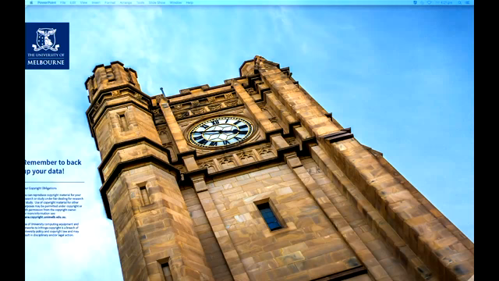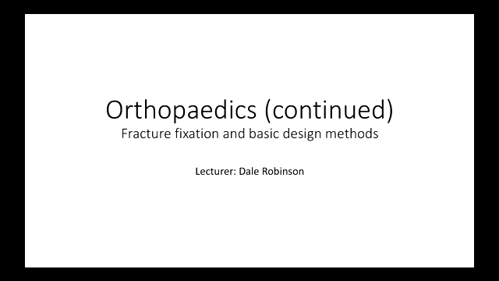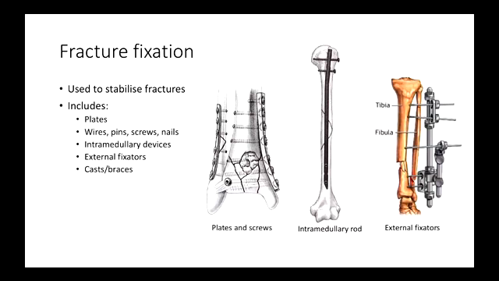Right, so this lecture's mainly focused on fracture fixation. The other ones were joint replacements, but fracture fixation is used to stabilise fractures, and there's lots of different ways you can do it. If a patient breaks a bone through, say, a car accident, fall, or osteoporosis, for an adult, it depends on how bad the break is, but they can often need surgery to stabilise the fracture.